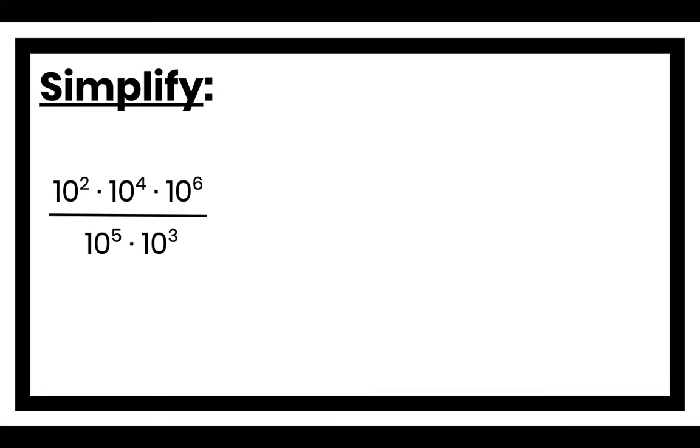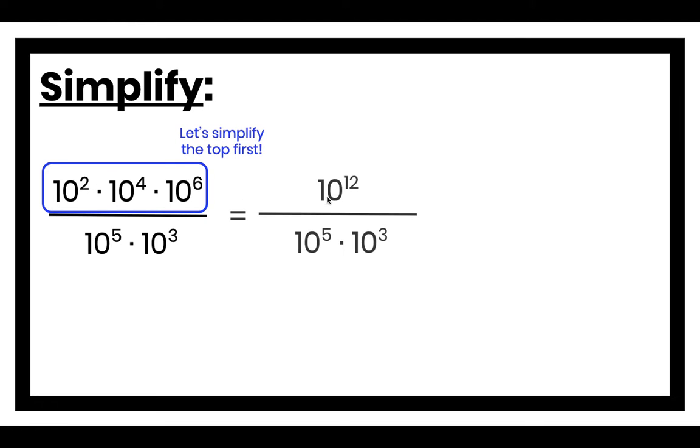All right, let's try some more. Let's simplify this one. So I want to do the top part first. So if you notice, we're multiplying powers, so we're just going to add up our exponents, keep our base the same. So we're going to go 2 plus 4 is 6, 6 plus 6 is 12, so 10 to the 12th power. And I'm just going to carry over whatever was on the bottom over.